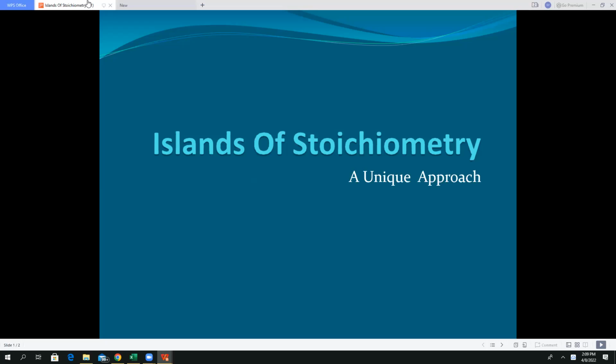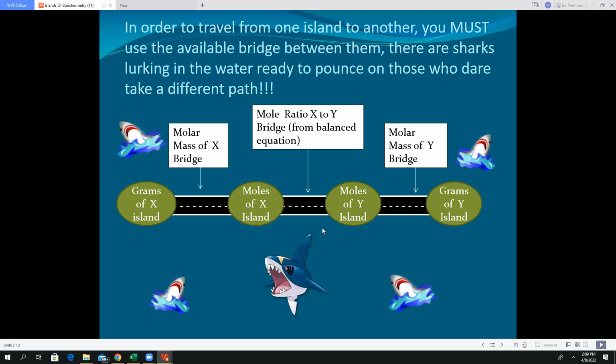So with that in mind, just think of the way that you convert from moles to grams and grams to moles is using the molar mass, right? So in this case, what we're going to look at is how that molar mass goes from one place to the other.